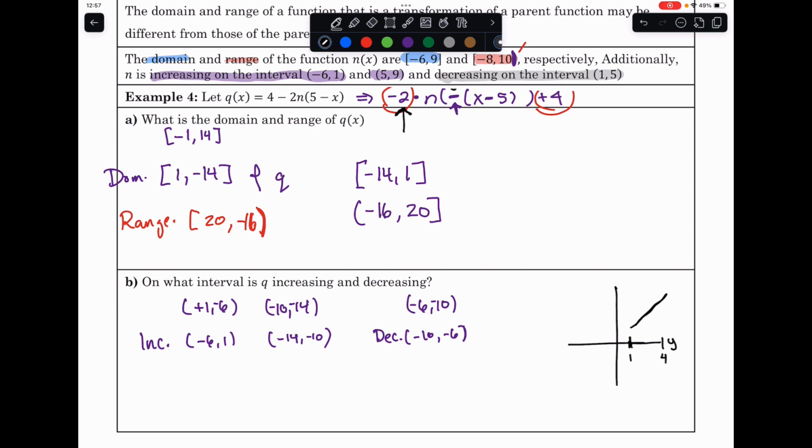If all I do is shift, okay, and all I do is move this 5 units to the right, this is going to move to 6, and this is going to move to 10. But the graph is still going to be increasing, still going to be pointing upwards.